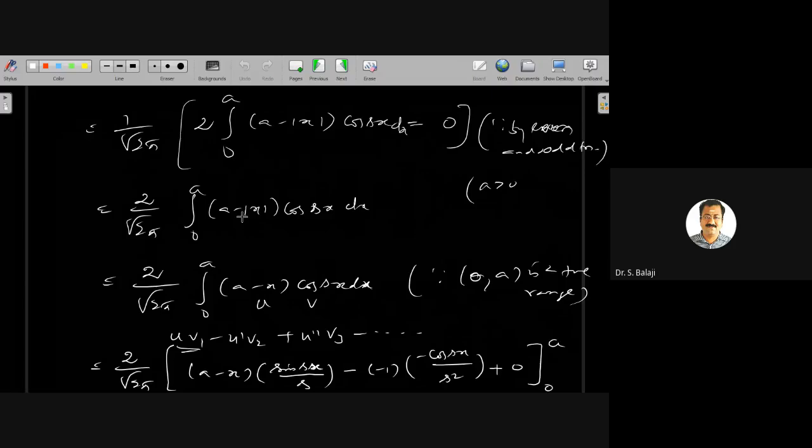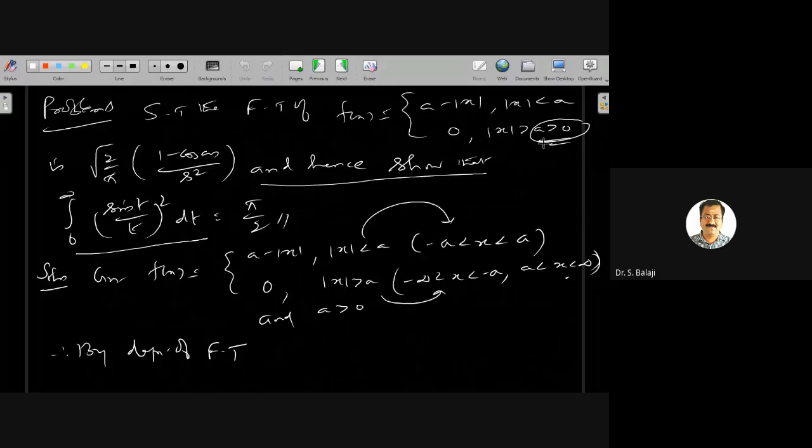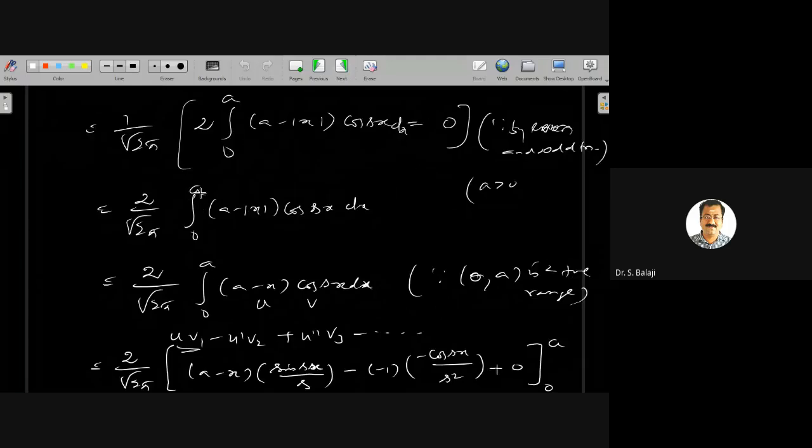Before that, to integrate, you have to remove that modulus symbol. So 0 to a is greater than 0. It is already given that a is greater than 0 in the definition, so a is positive. Therefore 0 to a is a positive range for x, and x takes only positive values. Therefore, no need of the modulus symbol, and we can write (a minus x) cos sx dx.